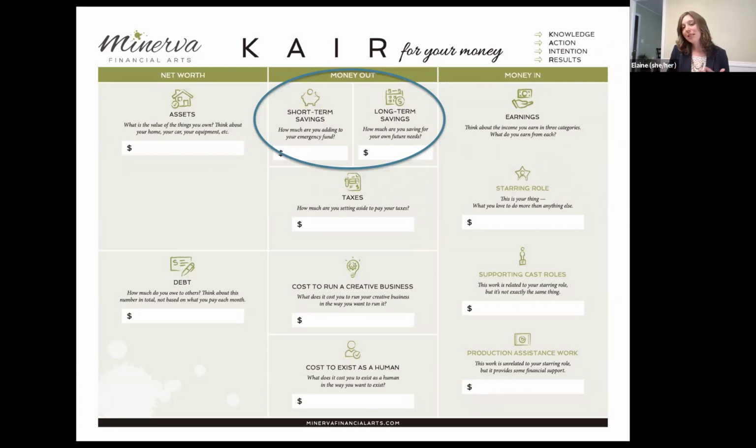And this is a really interesting way to think about your savings, because very often savings is treated as something you can do when there's extra money. But as we all know, in service professions, as educators and as artists, very rarely is there extra money.